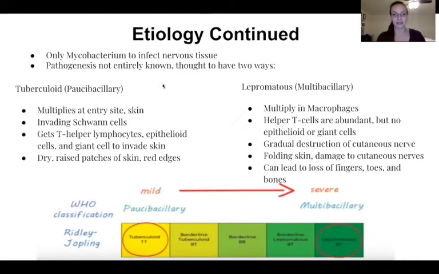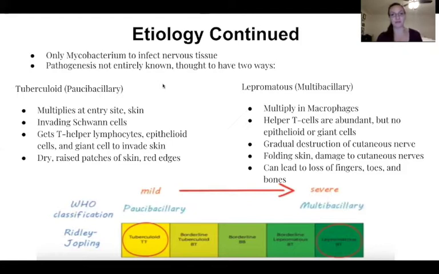The WHO classifies it as mild to severe, and Ridley-Jopling classifies it in 5 different severities. In tuberculoid, it multiplies at the entry site, which is most likely the skin or a cut on the skin. It invades Schwann cells and gets helper T cells and epithelioid cells and giant cells to help it invade the skin. And it's manifested in dry, raised patches of the skin with red edges.